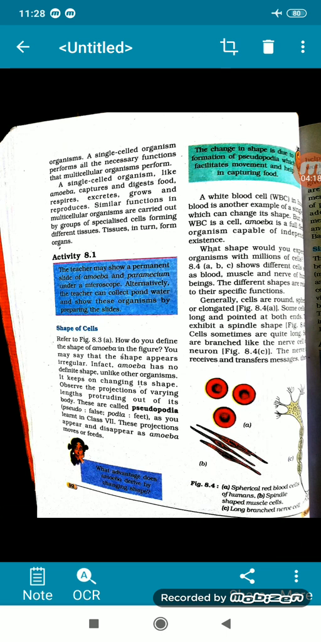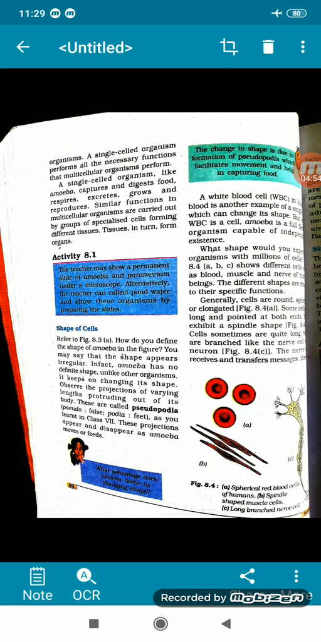It keeps on changing its shape. Amoeba has no definite shape unlike other organisms. Observe the projections of varying lengths protruding, coming out of the body. These are called pseudopodia, false feet, as you have learned in standard 7th. These projections appear and disappear as amoeba moves or feeds. The change in shape is due to the formation of pseudopodia, which helps in movement and in capturing food.